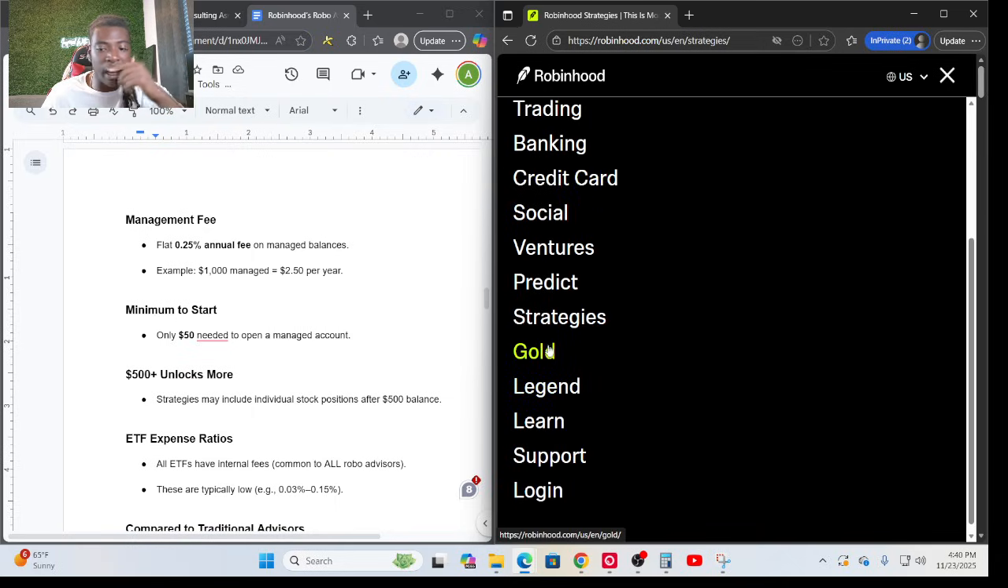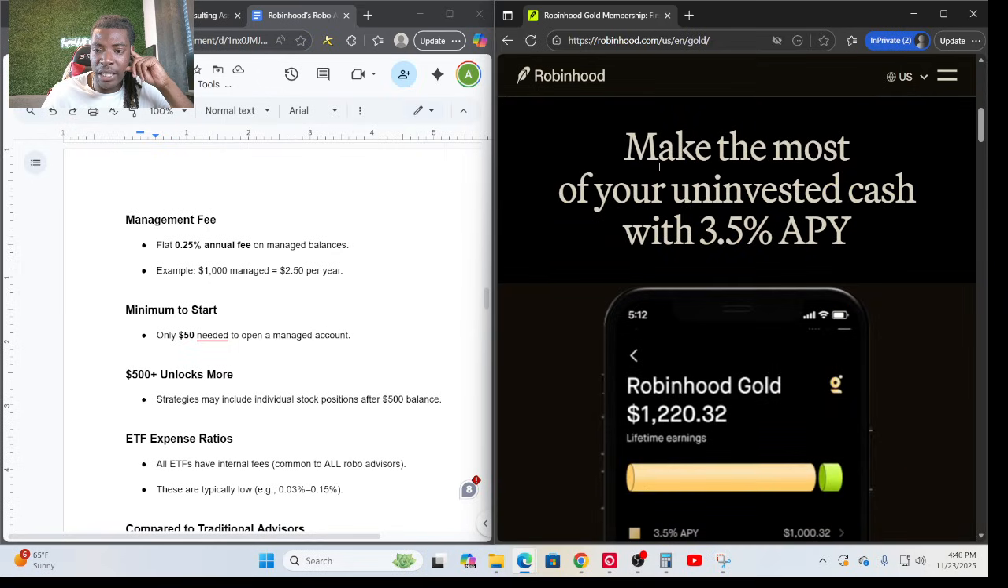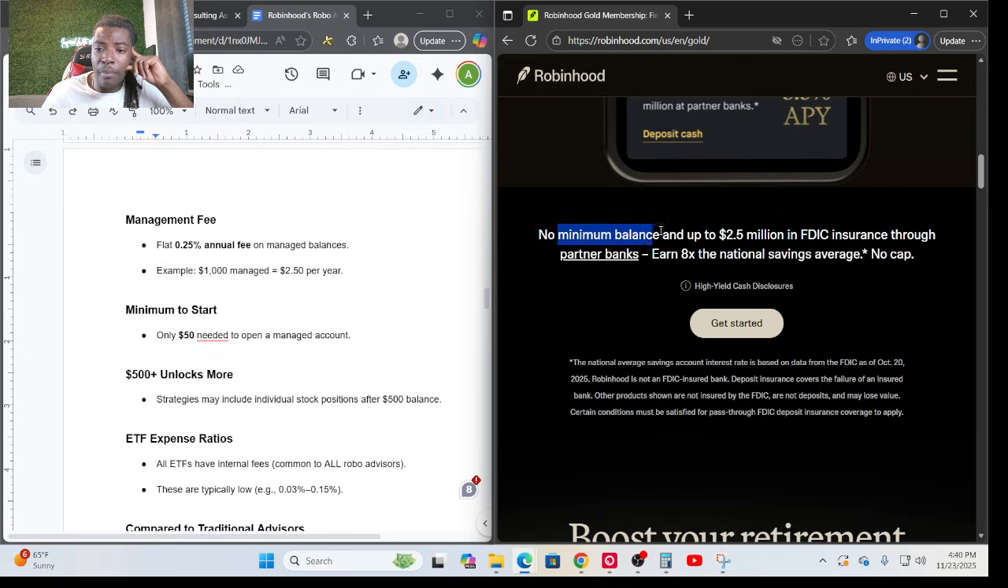Come down to and look at the benefits of Robinhood Gold. If you don't already have Robinhood Gold, look at the actual benefits. The new gold standard, supercharged with cash, with rates and products usually reserved for only the 1%, only $5 a month. Look at the benefits you guys get from this. Make the most of your uninvested cash with a 3.5% APY, which is great. No minimum balance and up to $2.5 million.